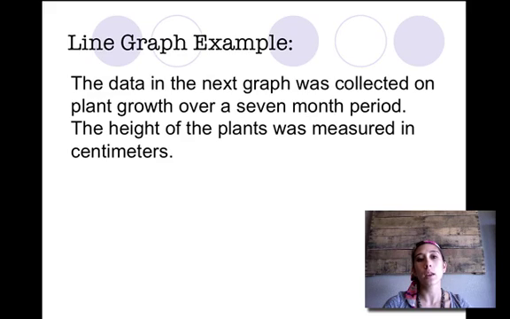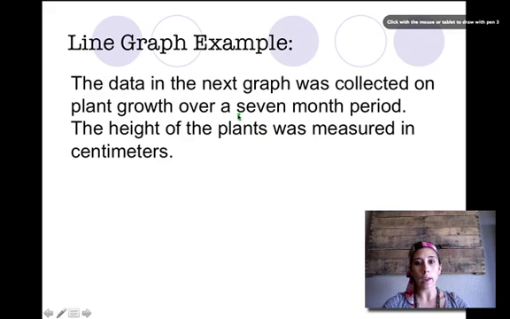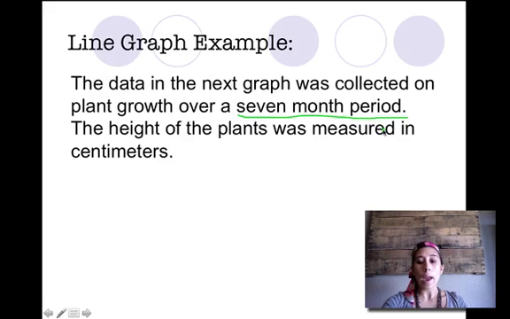Okay, let's look at another example, an example of a line graph. So the data in the next graph was collected on plant growth over a 7-month period. So we're looking at time, and this is continuous time. We start from one point in the year and we end 7 months later. And they measured the height of the plant in centimeters.